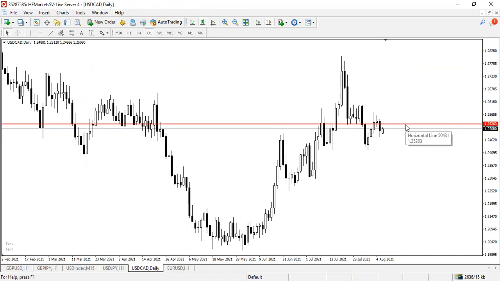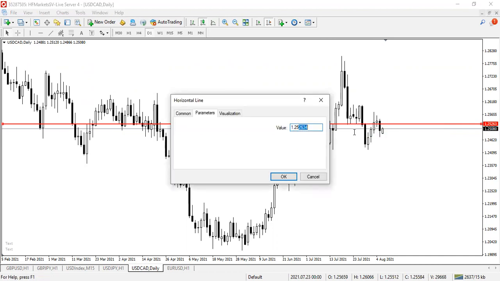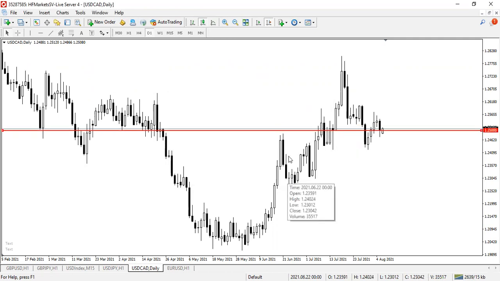Let me mark this zone. And then not only that, let me round this off. This is 1.2526. I'll round it off to a nearby round number. Round it off to 1.25. No, that's far. That is too far.